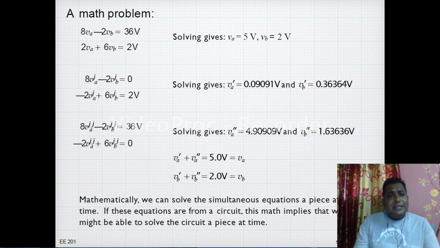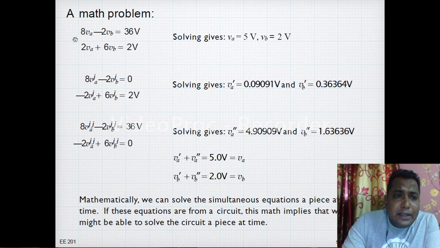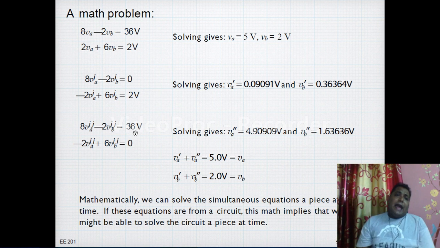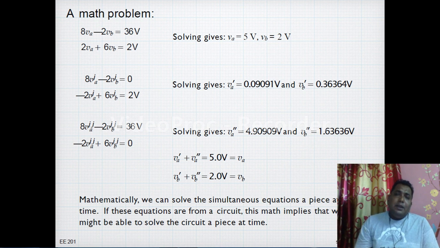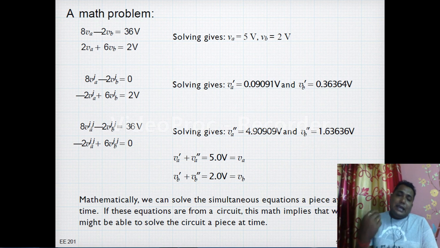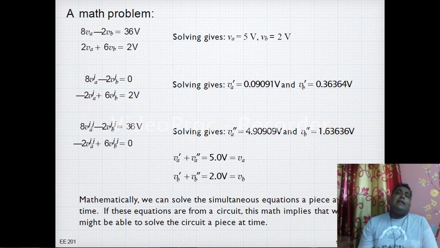Yes, a mathematical problem is given. Follow my pointer. There is a set of two equations here, in the middle there is another set of equations, and here also a set of equations. So there are three pairs of equations, and in each pair there are two variables, VA and VB. From the rules of mathematics we know that if we have two unknowns, VA and VB, we need two equations to solve them. Yes, we have two equations here, so we can solve these mathematically and find the VA and VB values.